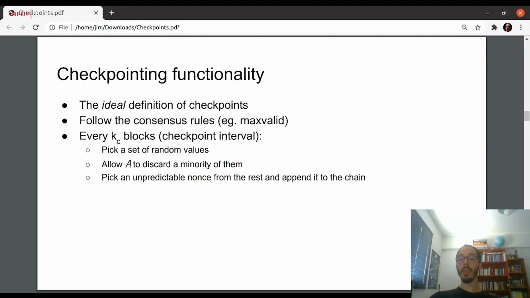And every kc blocks, where kc is some parameter of the checkpointing system, it picks a random value from a set of random values, and it allows the adversary to discard some of these values. So the adversary can manipulate to some extent the randomness of this value that the functionality chooses. And then it gets this randomness, it appends it to the chain, and practically this is the checkpoint. This random nonce is the checkpoint.